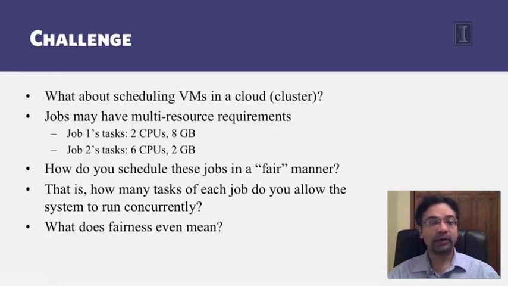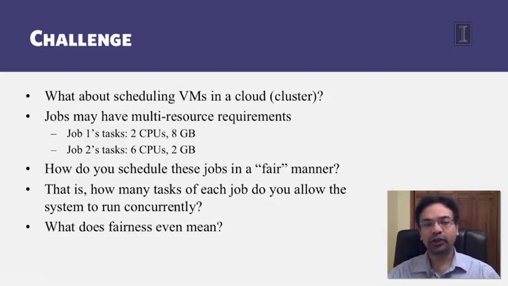Different jobs may have different requirements, and these requirements may span multiple resources. So for instance, a job 1 may have tasks where each task requires 2 CPUs and 8 gigabytes. Job 2 may have tasks where each task requires 6 CPUs and 2 gigabytes. So then the questions arise when you have these jobs that are together in a cluster.